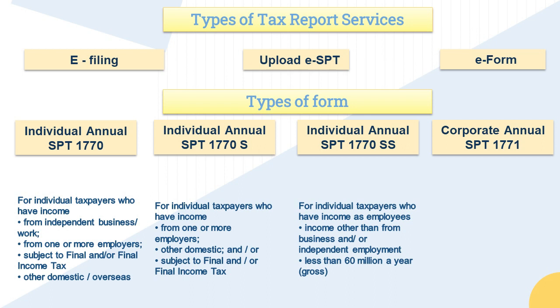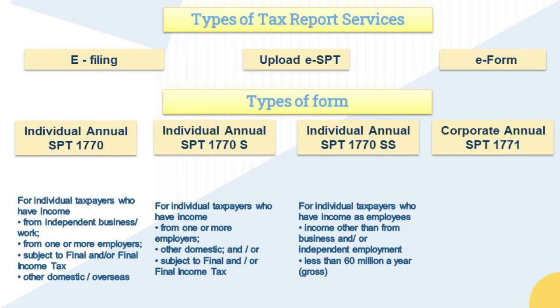First, e-filing. The taxpayer can fill the SPT directly online using the djponline.pajak.go.id webpage. SPT reporting through e-filing uses a computerized system and must be connected to an internet network. In the e-filing application, taxpayers are required to complete the annual SPT form at one time, because if it's not completed at the time, the taxpayer has to start over from the beginning in filling out the form.